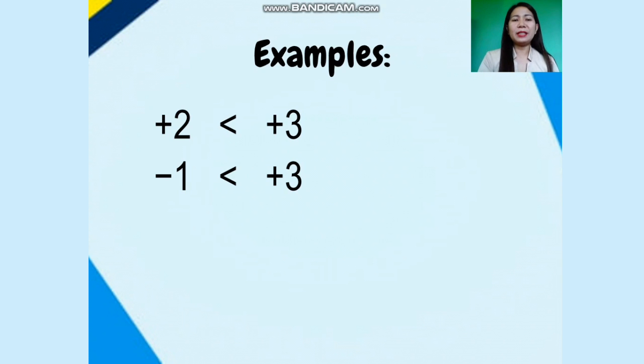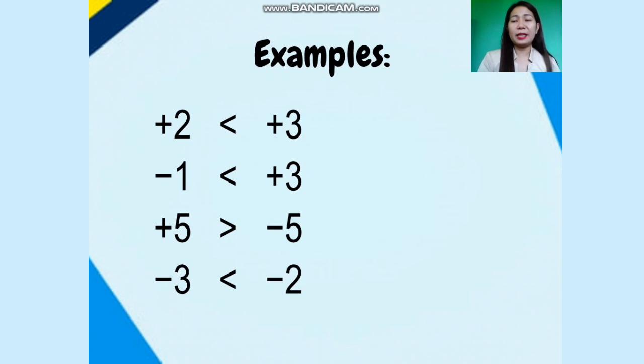Correct? How about negative 1 is less than positive 3? Okay, if there is a positive and negative, the greater one is always the positive integer. Next, positive 5 is greater than negative 5. Of course, a positive integer is greater than a negative integer.